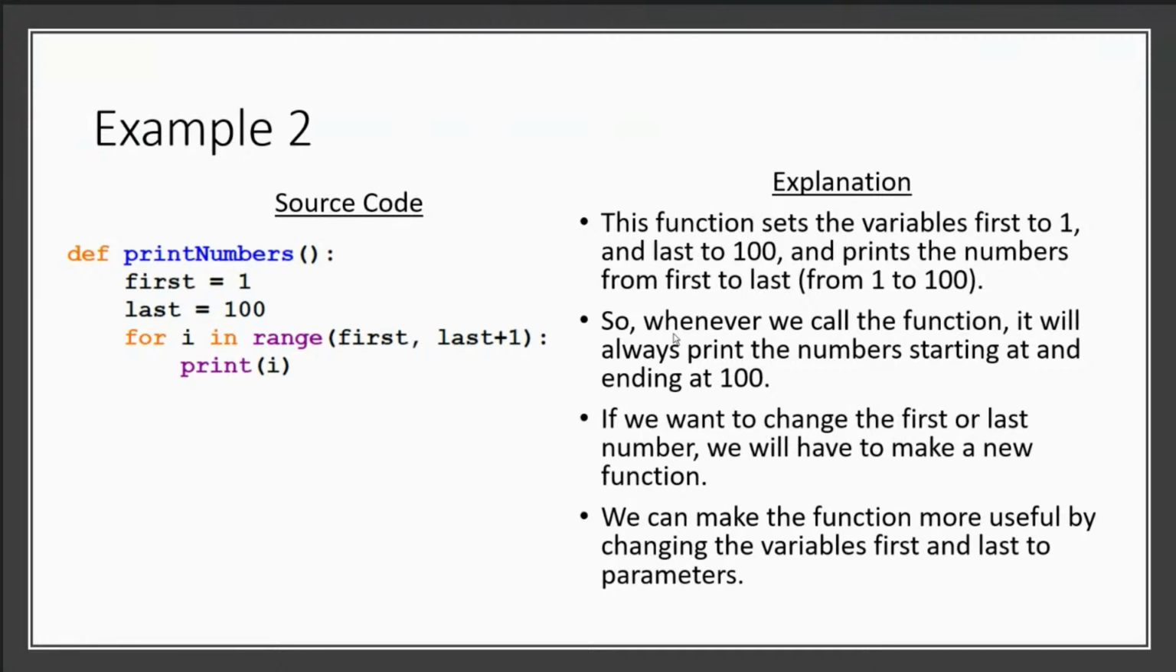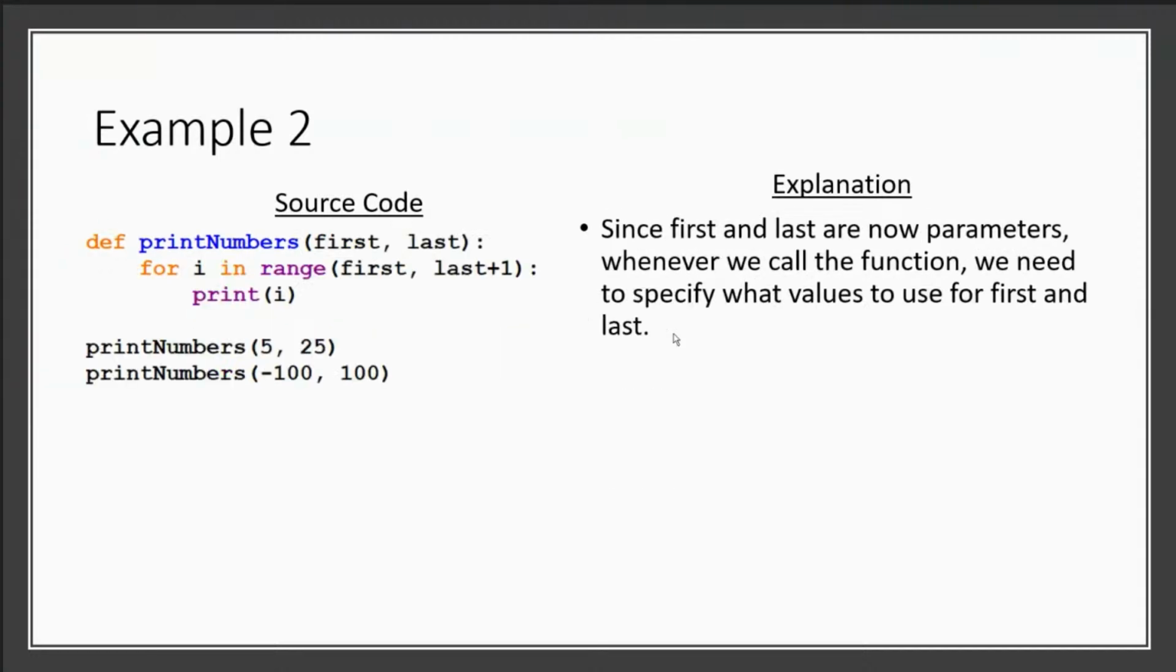So instead of doing that, I could create 2 parameters. I'm going to make this program a little bit better by defining my function numbers and passing 2 parameters: the first number and the last number. Then in my code I'm going to say for i in range, this variable first and this variable last, and then I'm going to print out i within this range.